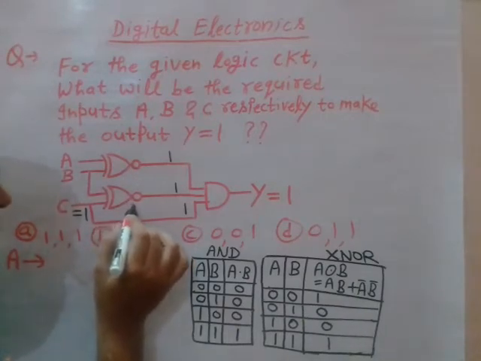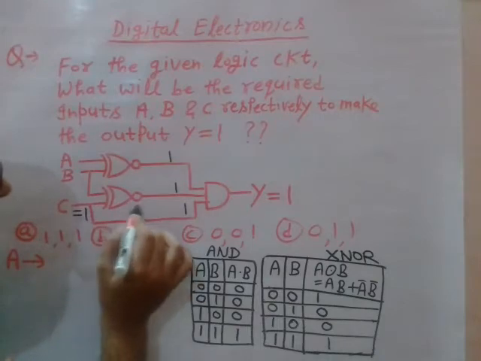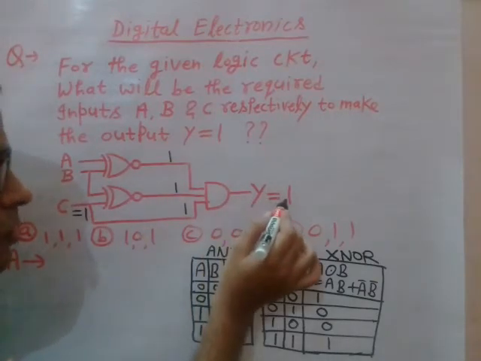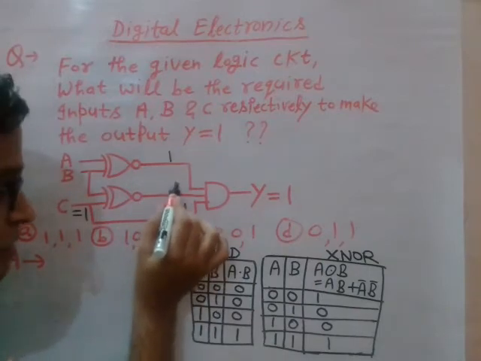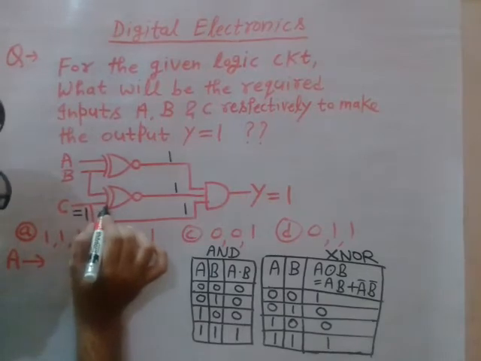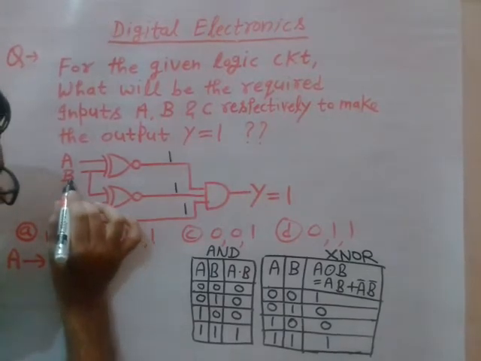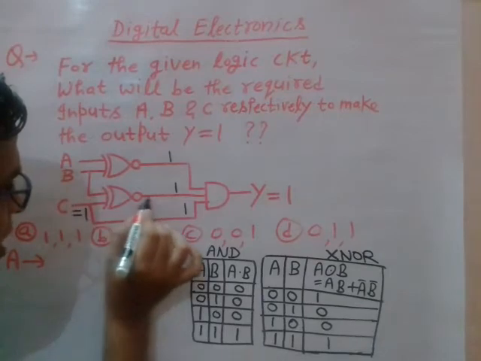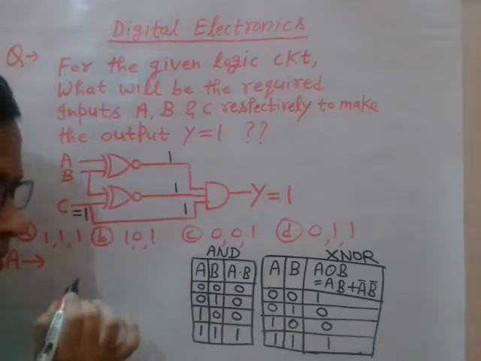The XNOR output must also be 1, right? For getting the AND gate output to be 1, the XNOR output must be 1. So if one input of XNOR is 1, then definitely the other input B must also be 1 only. Then only you will get the XNOR gate output as 1.